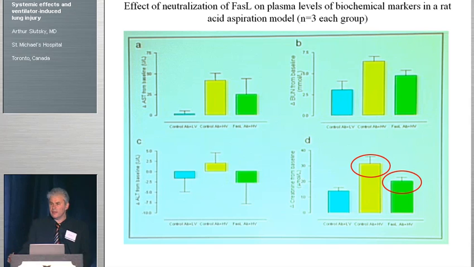So these are pretty preliminary data, but they are at least suggestive that what we do with the ventilator can cause release of mediators, in this case FAS ligand, and that this FAS ligand might lead to something happening in kidneys and elsewhere, and that that may be detrimental. If one blocks that, one could mitigate the impact of mechanical ventilation.